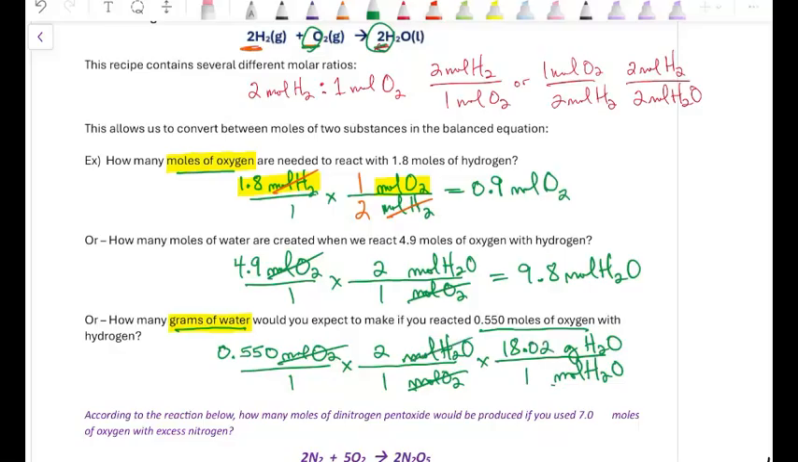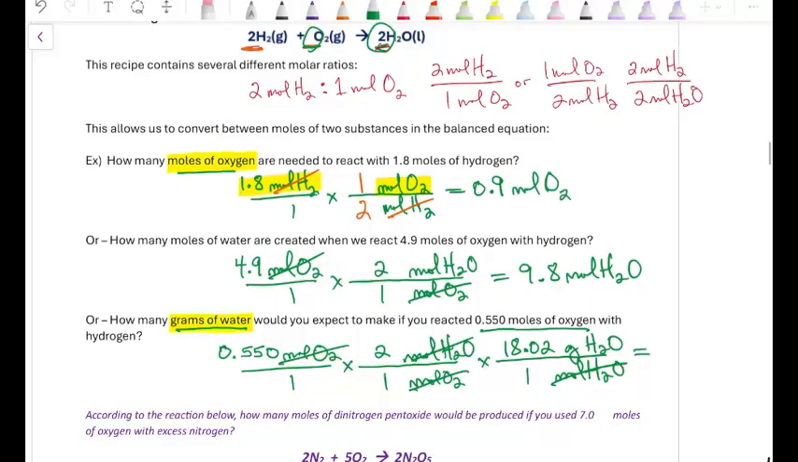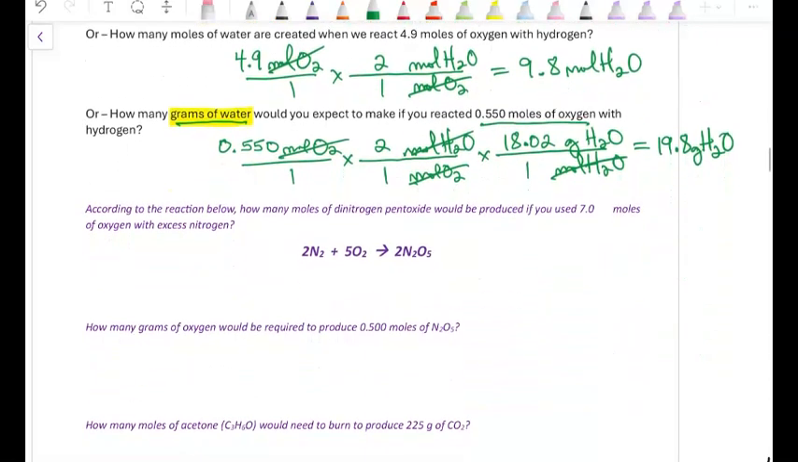18.02 grams. For this one, actually I have to probably get out the calculator, so 0.55 times 2 times 18.02. And that gives me 19.8 grams of water. Okay. All right, let's try another one.